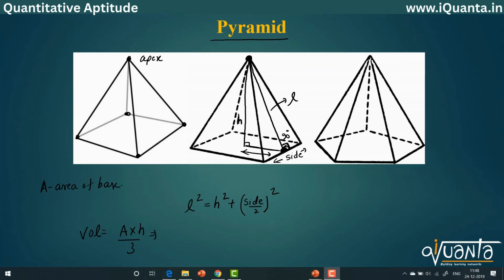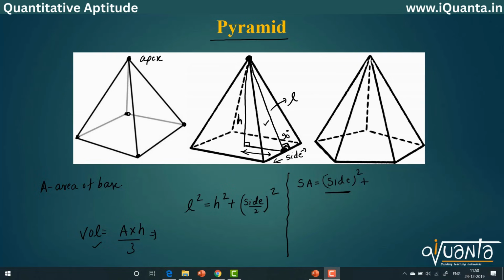Most of the times you will find out that there will be questions upon finding out the slant height of a pyramid, height of a pyramid, or the volume of a pyramid. Questions on surface area of a pyramid, they will be very rare. But it's not very tough to find out the surface area of a pyramid. So for surface area, we'll have to add the area of the base, which will be nothing but side square. I'm doing this for a square pyramid, so area of the base will be side square plus.